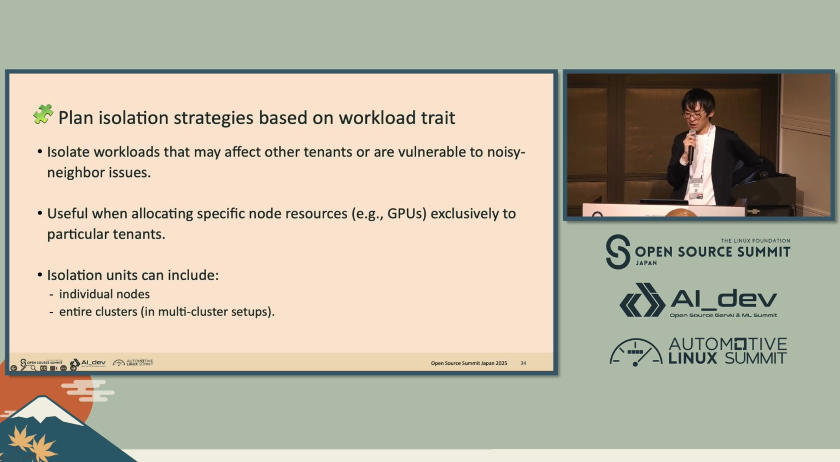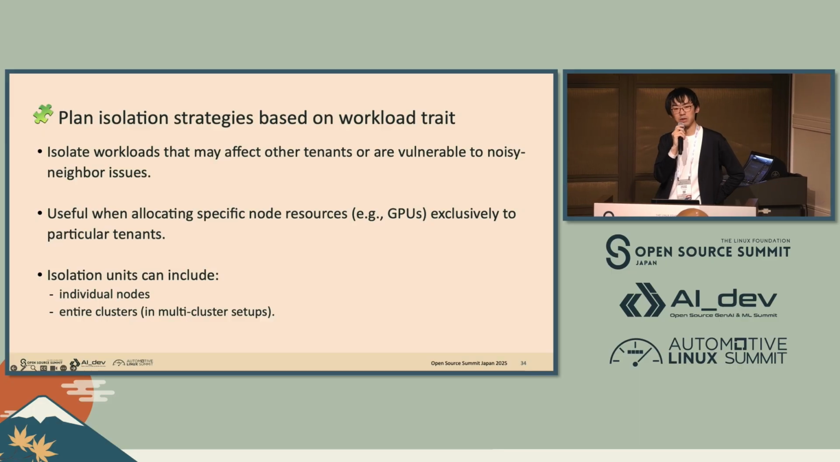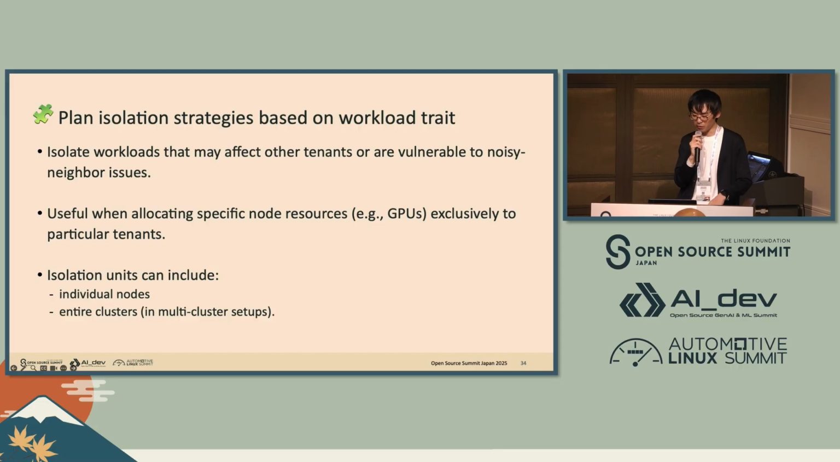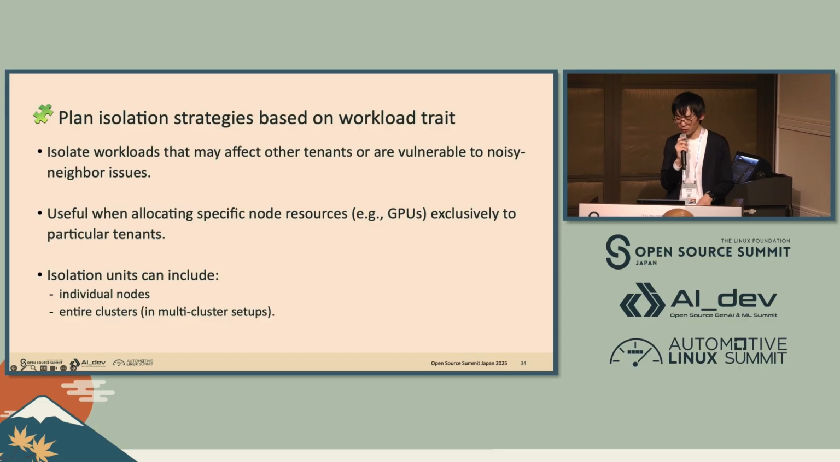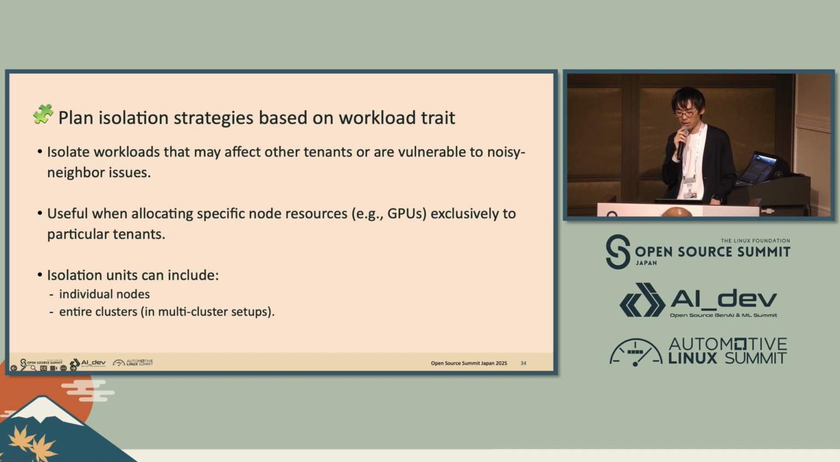The next practice is planning isolation based on the characteristics of each workload. In a multi-tenant platform, some applications naturally affect others more easily. For example, very large workloads or workloads with unusual resource usage patterns can put pressure on the system. For these kinds of workloads, it's helpful to apply special isolation strategies so they don't impact other tenants.